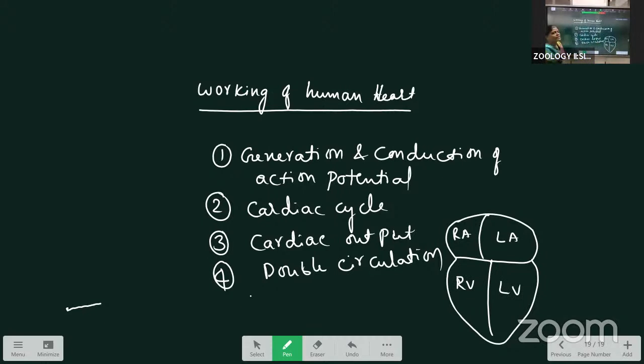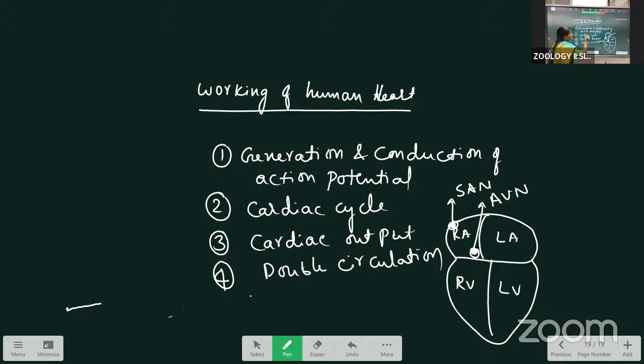Here we already discussed the nodal tissue. Where is the nodal tissue present? At the right atrium corner, on the right side, one nodal tissue is present. That we call the sinoatrial node. Next, one more nodal tissue is there, called the AVN, atrioventricular node. These two are the nodal tissues.